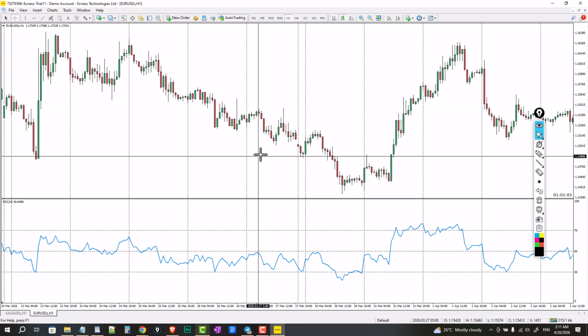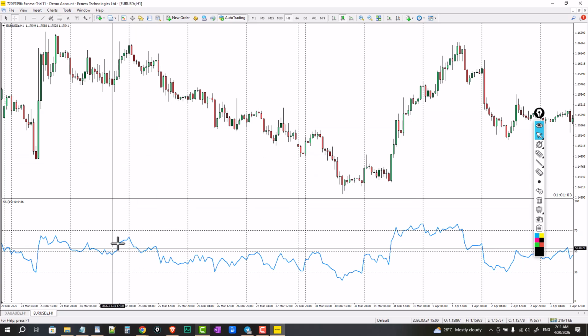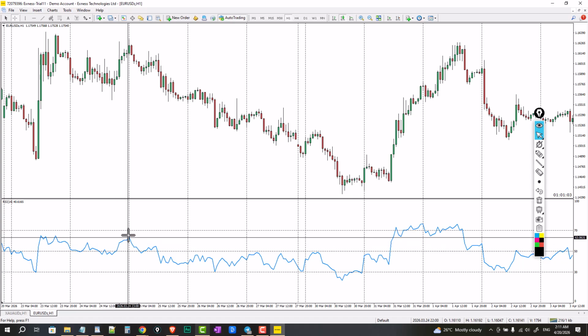Okay, so again, look at the previous example. The blue line of the RSI indicator was above the 50 line.